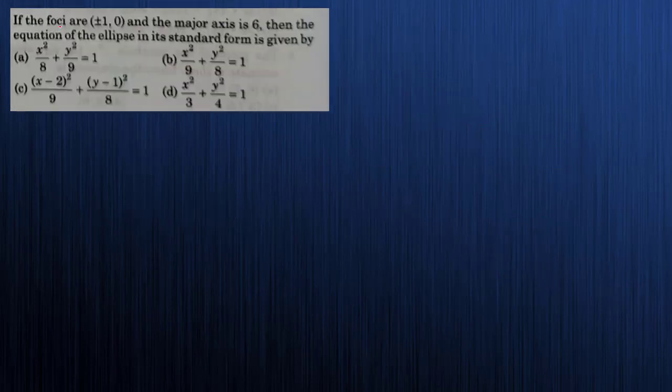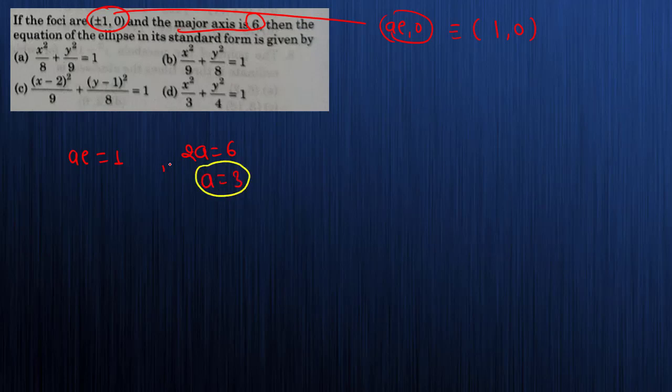Next, if the foci are plus and minus 1, 0 and the major axis is 6, then the equation of the ellipse in its standard form is given by. Foci are given, meaning ae, 0, which is given as 1, 0. Plus and minus 1 is given, we directly consider the positive. So ae is equal to 1, they have given, and the major axis they have given as 6. So the major axis is 2a, which is 6. So from this, a is equal to 3. Substitute in this equation: 3 into e is equal to 1. So e is 1 by 3, and a is 3.